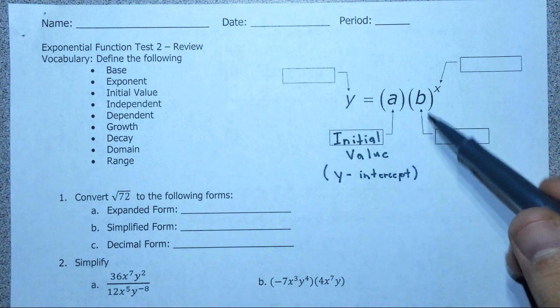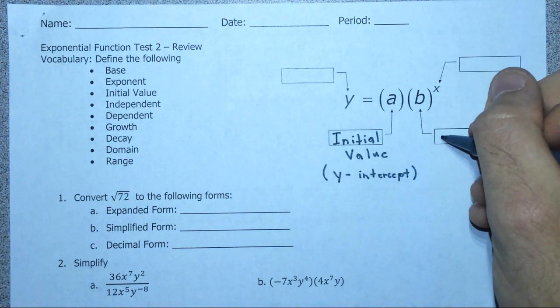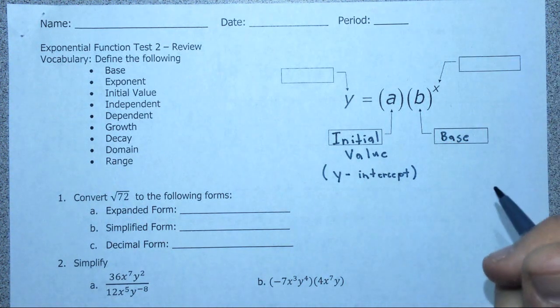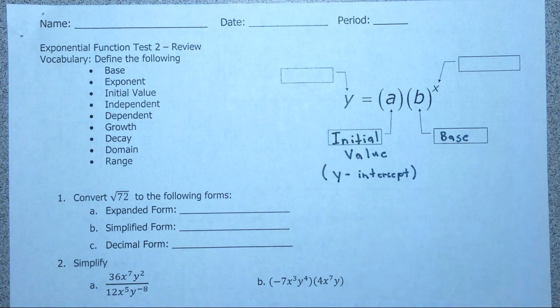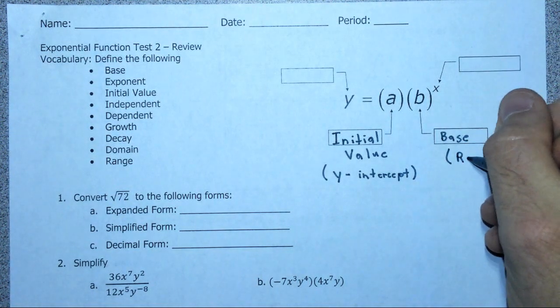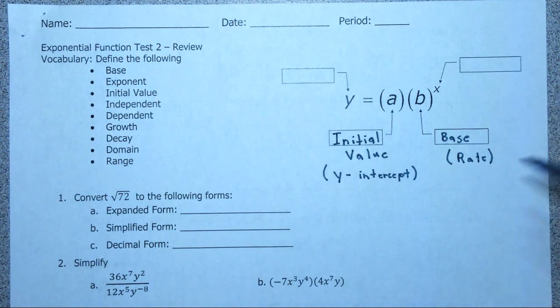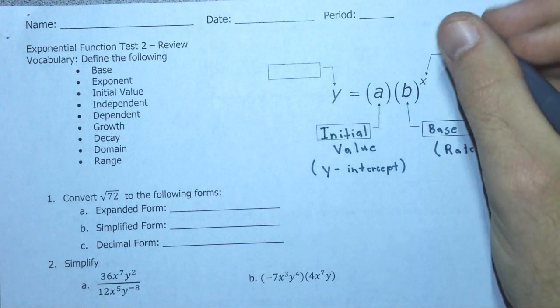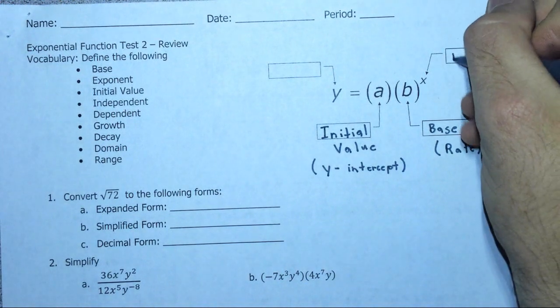My B is my base, because it's all about that base. I know, so funny. The cringe. Also known as my rate. My base or my rate. Alright, this little X thingy, that is my exponent.